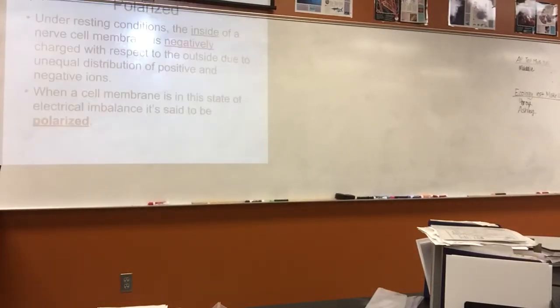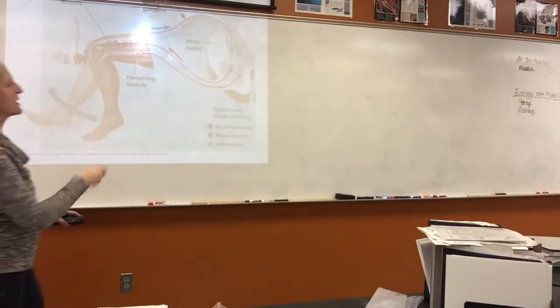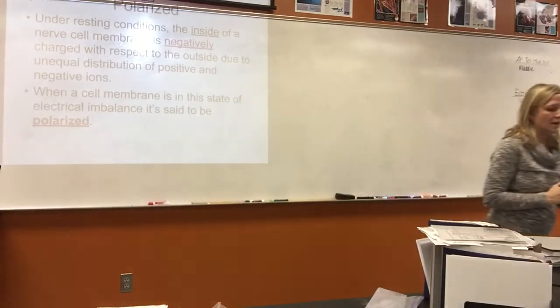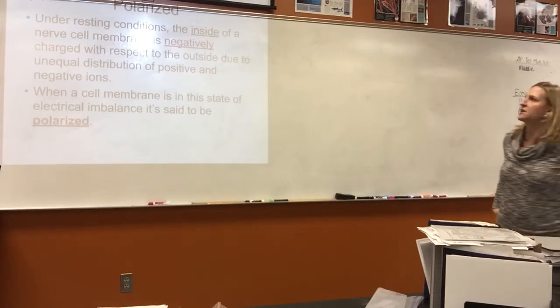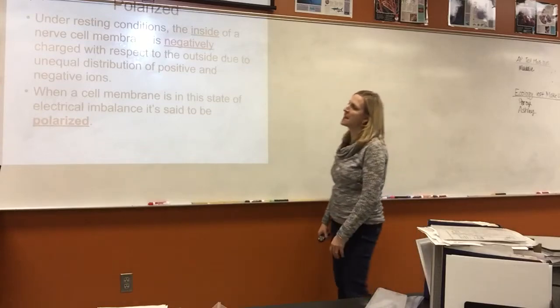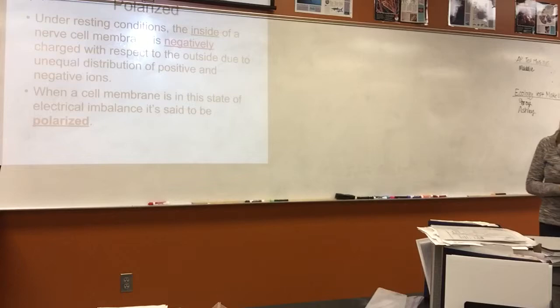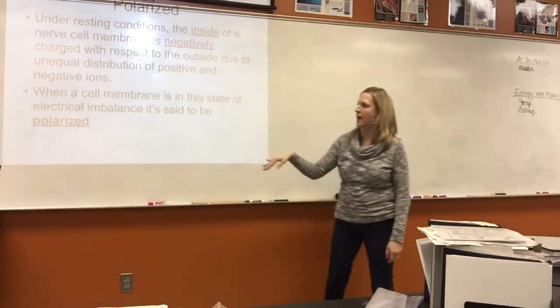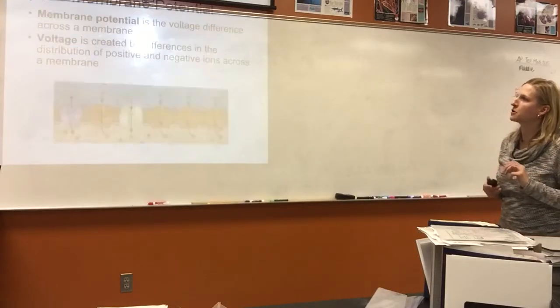So what we're going to do today is start looking at exactly what goes on for this signal to be transmitted down the axon. A couple of things about a neuron is that it's polarized. Under resting conditions, the inside of a nerve cell membrane is negatively charged with respect to the outside due to these unequal distributions of positive and negative ions. When it's in this state of electrical imbalance, where the inside is more negative than the outside, it's said to be polarized. So that's a new term there.